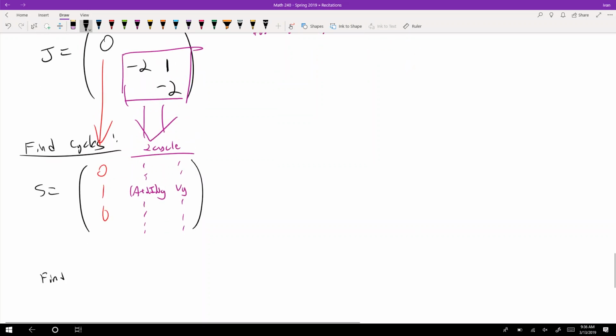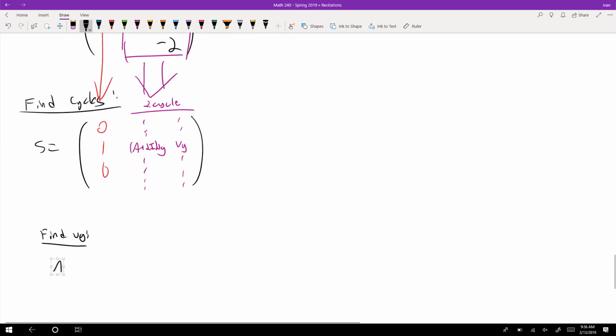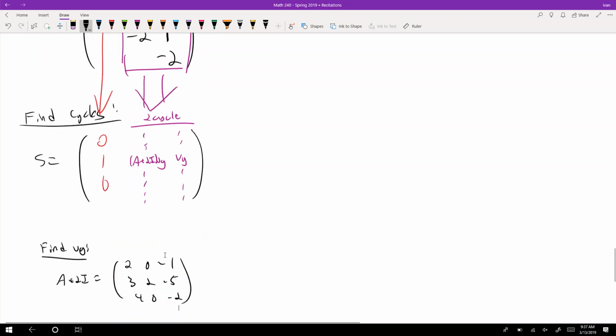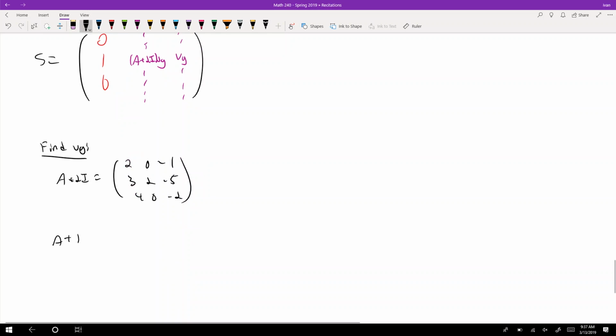All right, so now we have to find VG. And remember, how do we find VG? Well, we raise A minus lambda I to the power of our block, right? So in this case, our block is a 2 by 2 block. And so I want to find A plus 2I, which was 2, 0, negative 1, 3, 2, negative 5, 4, 0, negative 2. And then since it's a 2 cycle, a 2 by 2 block, A plus 2I squared is the highest power I need to find. And you'll get 0, 0, 0, negative 8, 4, negative 3, 0, 0, 0.